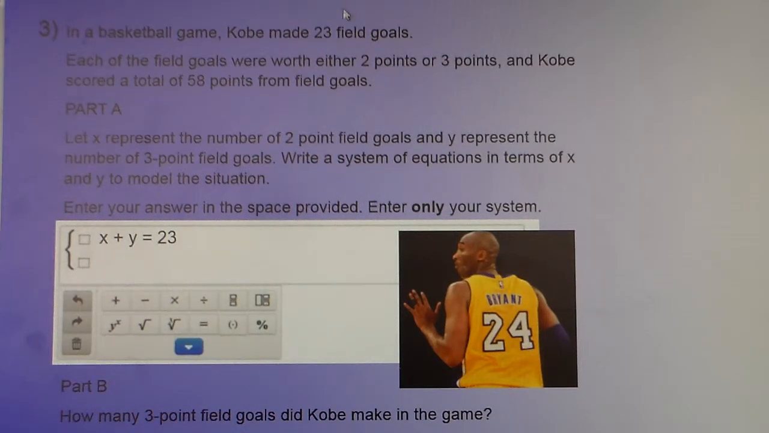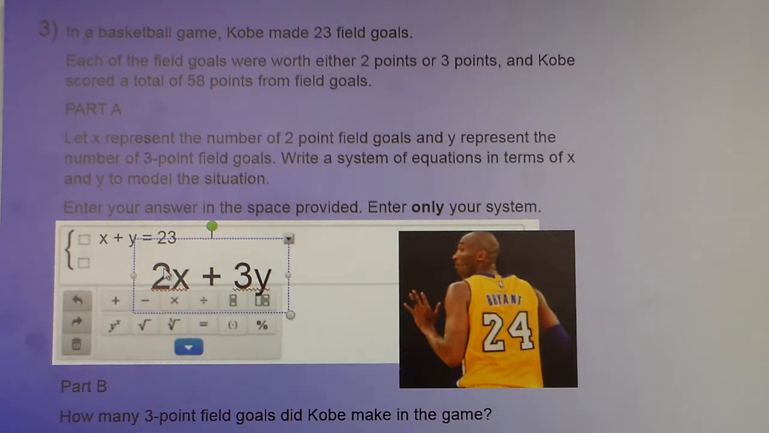Next, it's 2-pointers and 3-pointers that get a total of 58 points. So that means you get 2 points for every basket you make of the 2-pointers, plus 3 points for every shot you make outside the arc in basketball. That equals 58.